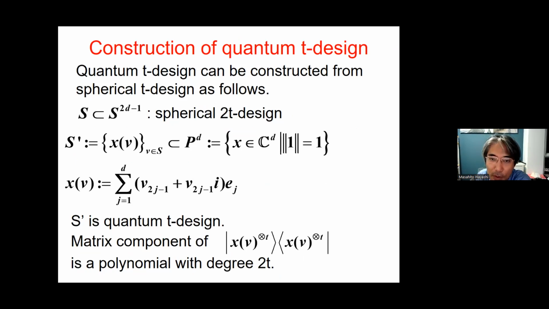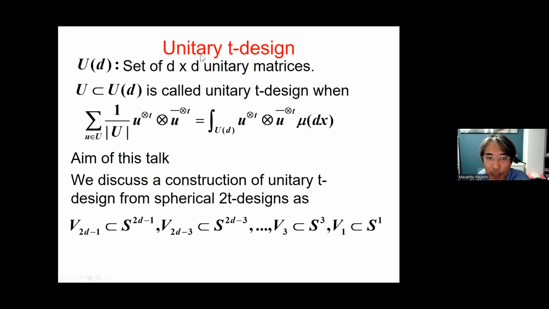But in the case of unitary, we have a more complicated problem. So we consider U(d), the set of d times d unitary matrices. And we consider a subset, and we consider its average on the uniform distribution. So we consider the tensor power and the tensor power of the complex conjugate. And that average is equal to the average under the Haar measure on the unitary matrices. So we want to construct a good unitary T design from the spherical 2T design in this way.